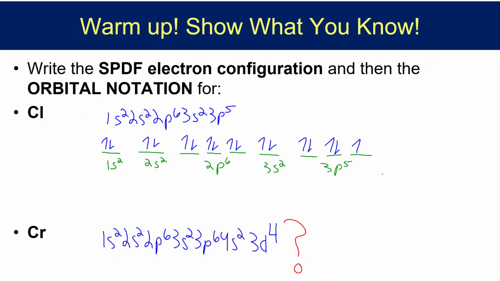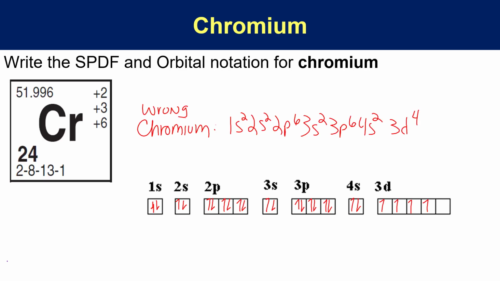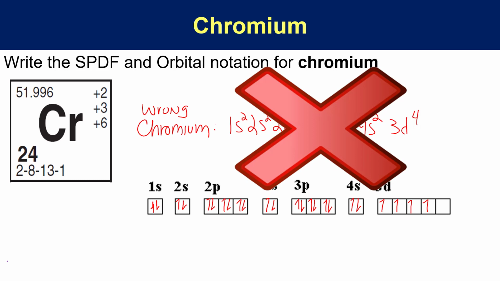If you did chromium according to all the rules of filling that we learned previously in this video, we should have gotten this electron configuration here, and it should have ended with 3d4. But now, the bad news. If you ended your chromium electron configuration with 3d4, that is the wrong electron configuration. So let's talk about why this is wrong.